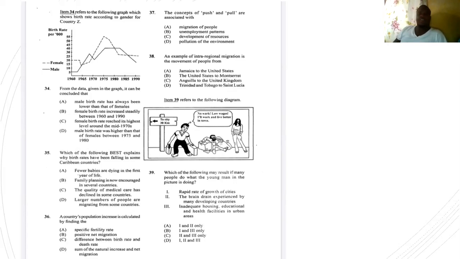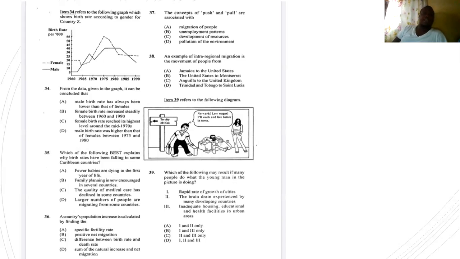So starting at number 34. 34 refers to the following graph, which shows birth rate according to gender for country Z, right? So look at the graph properly, study it. What you are to do is to look at the graph before looking at the question or the possible answers, so that you can understand what the graph is saying.